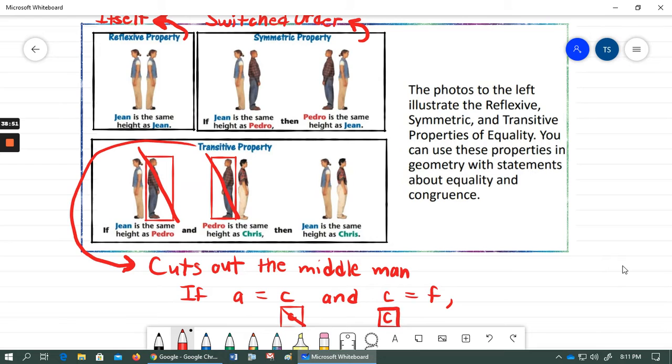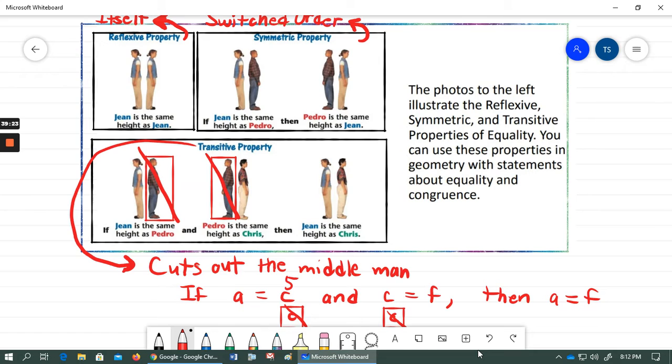Just completely forget about the C. Cut him out. Forget about him. He ain't even important. He don't even matter. He do, but he don't. Cut that middleman out. Cut him on out. Alright? Cut that middleman out. And what must be true is the fact that A must be equal to F. Alright? I mean, hey, that got to be true. Just got to be.